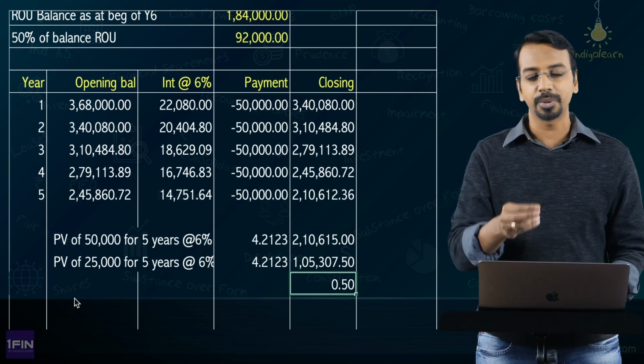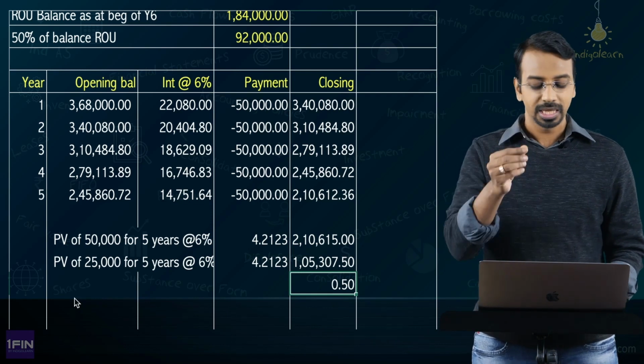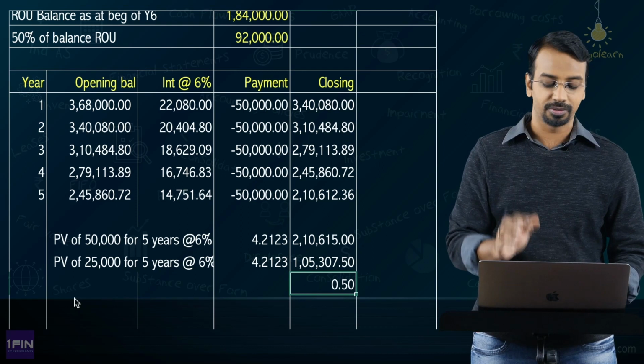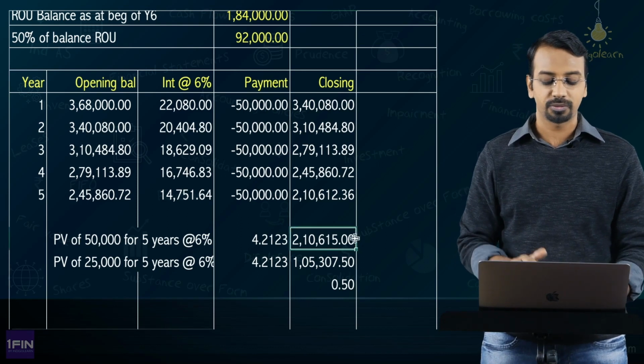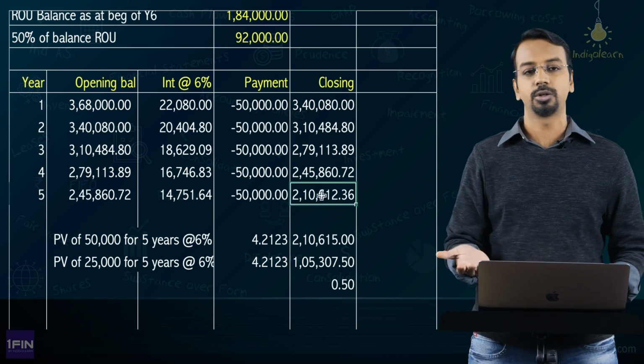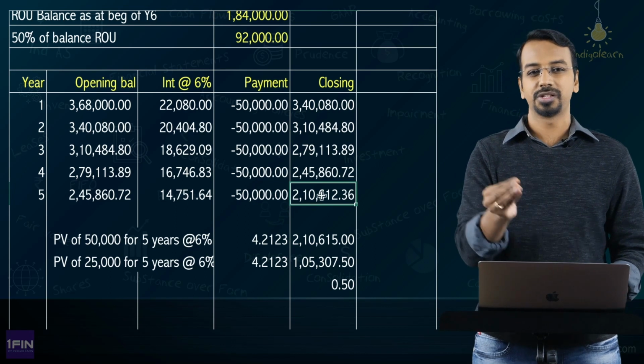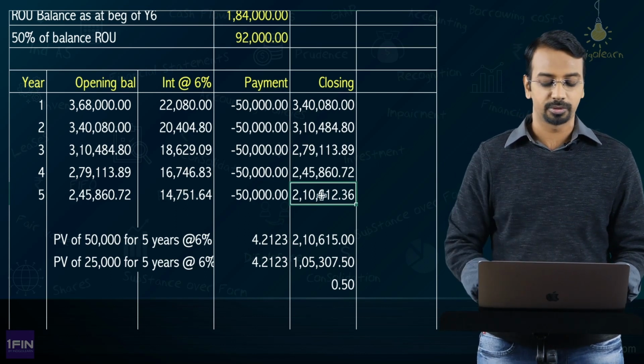So for now, 50% of right of use asset is given up and 50% of lease liability is given up. Whether you take 210,615 or 210,612 and do the calculation, it will just be a difference of 1 or 2 rupees here and there. You should not be worried about that.